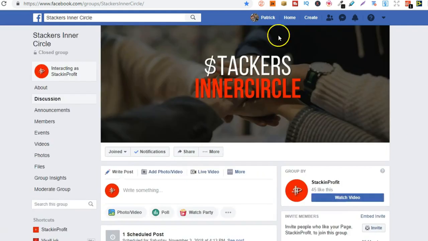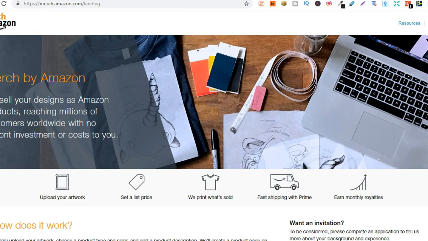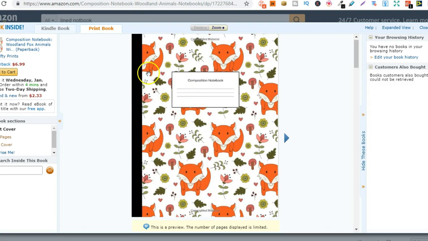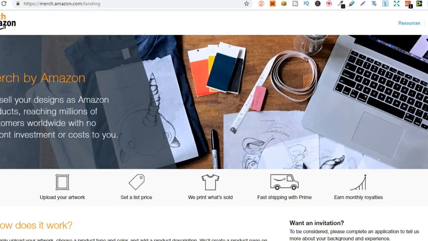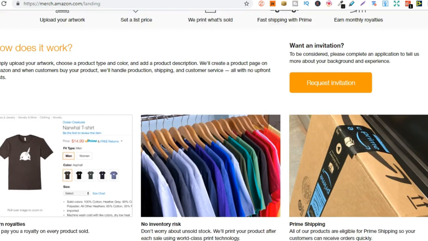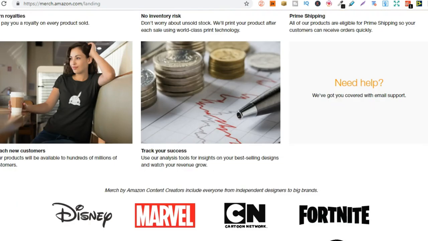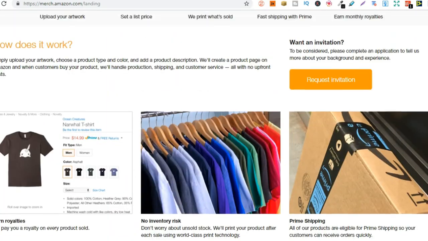So the second one is merch by Amazon. So where with low content books, this is print on demand books, merch by Amazon is print on demand t-shirts. So again, you create these designs and then you can put them on a t-shirt, and every time that t-shirt sells, Amazon's going to ship it to your customer, do all the hard work, and send you royalties. So pretty much the same as KDP, but with t-shirts.